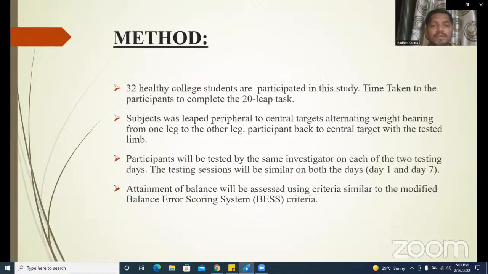Method: 32 college students participated in this study. We measured the time taken by the participant to complete the 20 leap task. The subject leaps from the peripheral to the central target, alternating weight bearing from one leg to the other. The participant returns to the central target with the test leg. The participant will be tested by the same investigator on each of the 2 testing days. The testing session will be similar on both days, Day 1 and Day 7. Attainment of balance will be assessed using criteria similar to the modified Balance Error Scoring System.